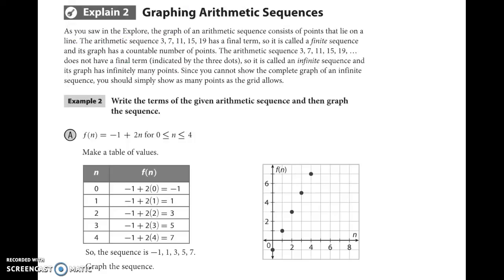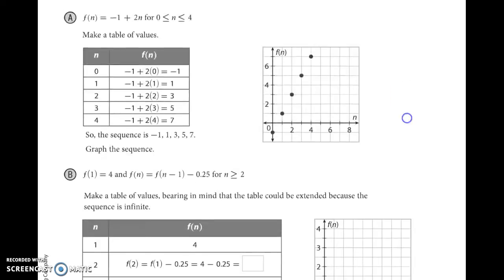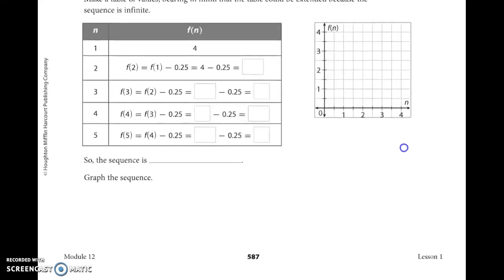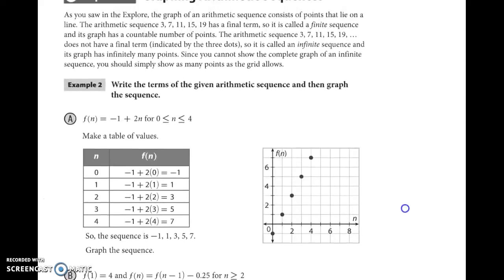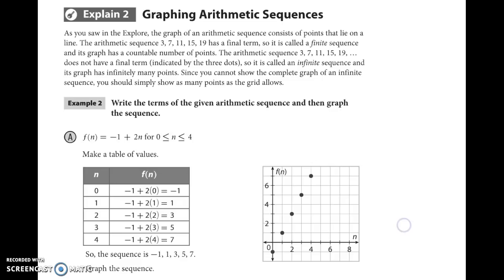In this video, I'm going to be going over Module 12.1, Explain 2, which is on page 587, and it's graphing arithmetic sequences. So the arithmetic sequence 3, 7, 11, 15, and 19 has a final term. It's called a finite sequence, so it doesn't go on forever. Its graph has a countable number of points. In fact, it has 1, 2, 3, 4, 5 points.